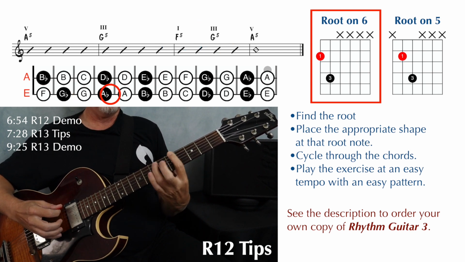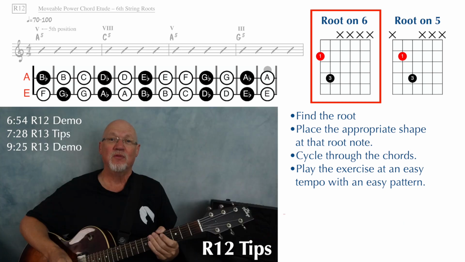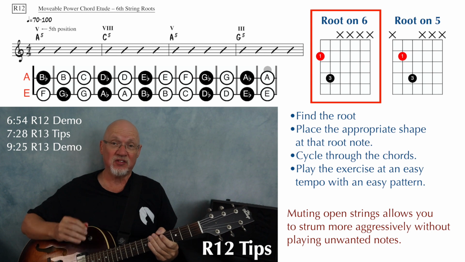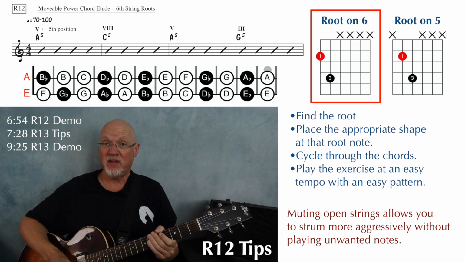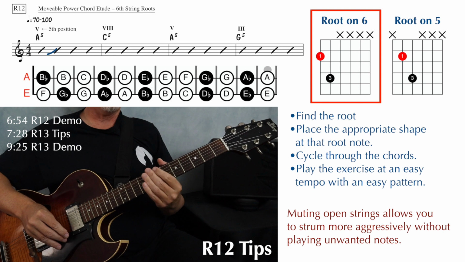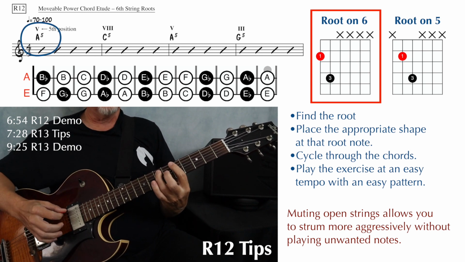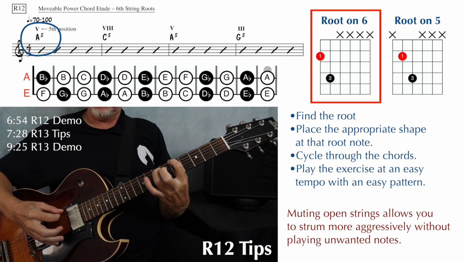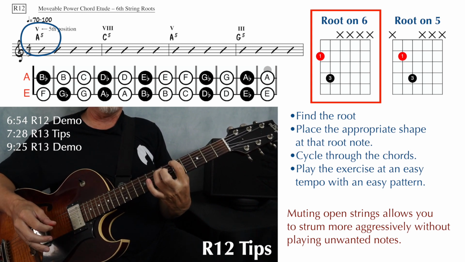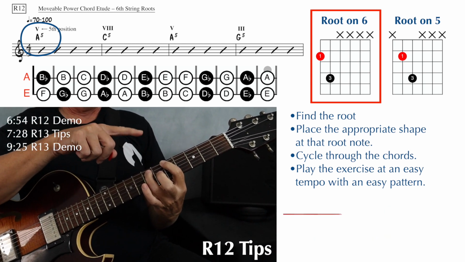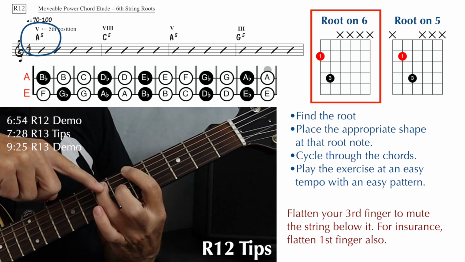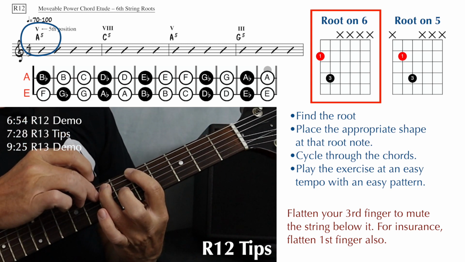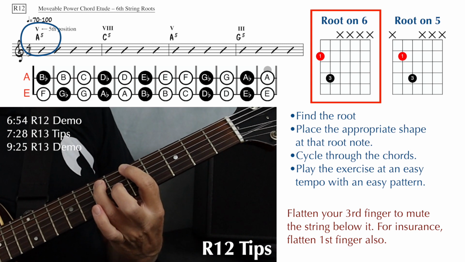G5, to the A5. When you're playing chords that only involve 2 strings, it's very easy to accidentally strum an unwanted string. To avoid that, you can mute some strings. So let's take that A5 at the beginning of number R12. If you are playing on your fingertips, it's very easy to get that 4th string to ring. What you want to do is mute the 4th string with your 3rd finger. So I'm slightly flattening this finger so it touches the 4th string and mutes it.